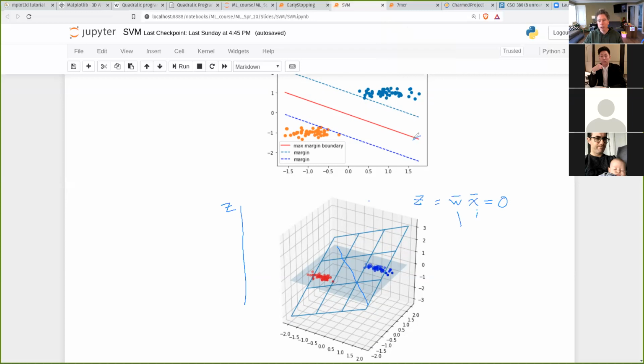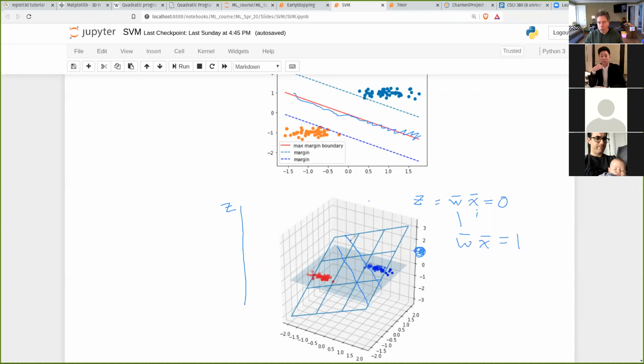And so this line here is just the 0 set. So what happens if you set the dot product here equal to 1, let's say? So here's 1 on the z-axis. If you set the z coordinate at 1, and then you look at the restriction to this plane here, you get another line.